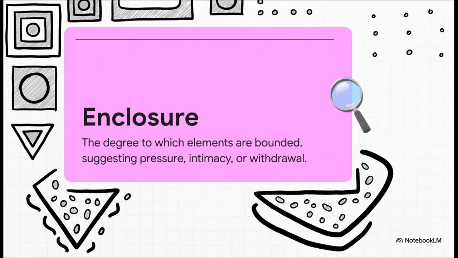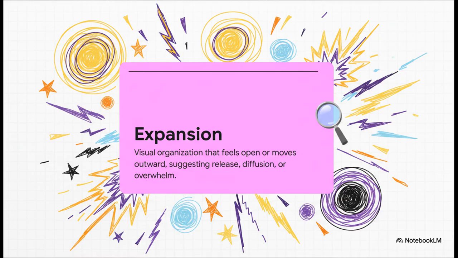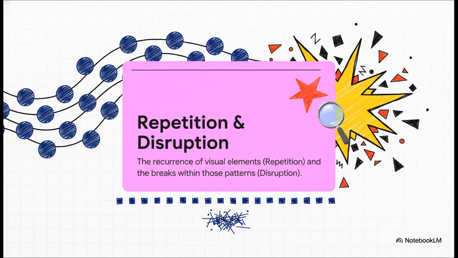See the nuance? And the flip side of that is expansion, where all the visual energy seems to be radiating outwards from the center. And again, this can go two ways. It could feel like a joyful, freeing release, or it could feel like total chaos, just completely overwhelming. And finally, we've got a pair that works together: repetition and disruption. Repetition is pretty obvious. It's any element that shows up over and over again, creating a rhythm. And disruption? That's the moment that rhythm gets broken. It's how you create a pattern and then introduce tension.